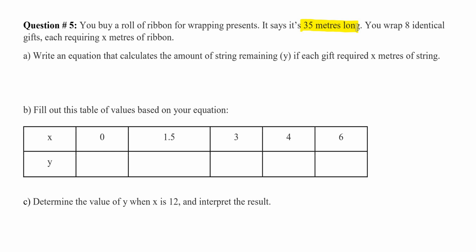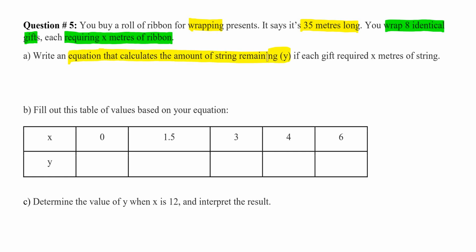All right, so yeah, 35 meters long of wrapping paper, I guess. And in this problem, you have wrapped 8 identical gifts, each requiring X meters of ribbon. Okay, so a lot going on in this particular problem. The very first thing we have to do is write an equation that calculates the amount of string remaining, which is represented by the y variable, after each gift required X meters of string.